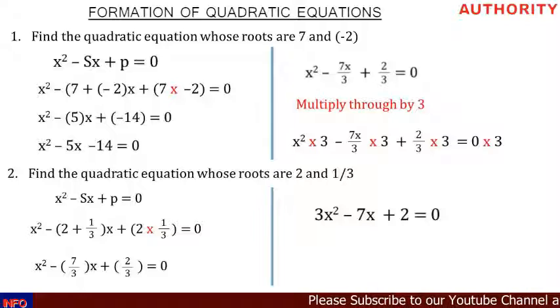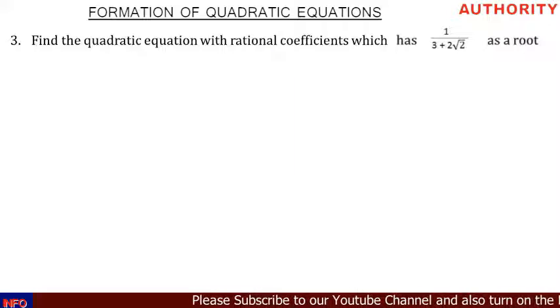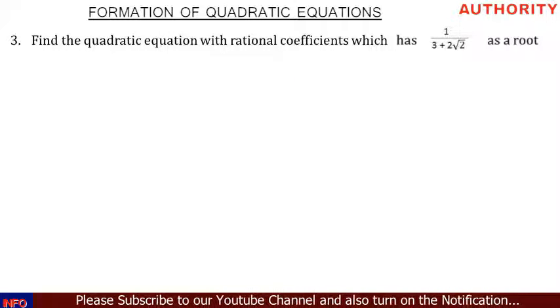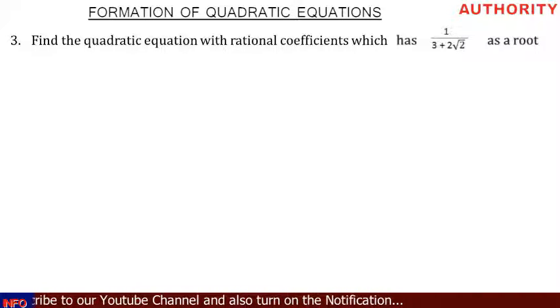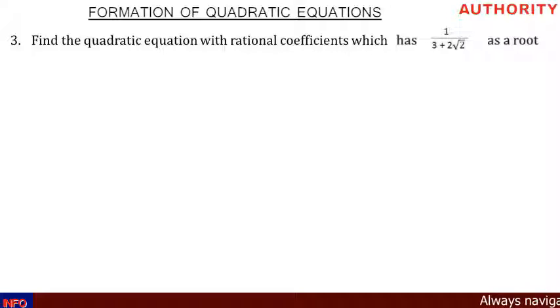All right, yes. Let's take the third question. You get it? The third question says find a quadratic equation with rational coefficients which has 1 all over 3 plus 2 root 2 as a root. Now we said that the root here is 1 all over 3 plus 2 root 2. Now look at this very well.